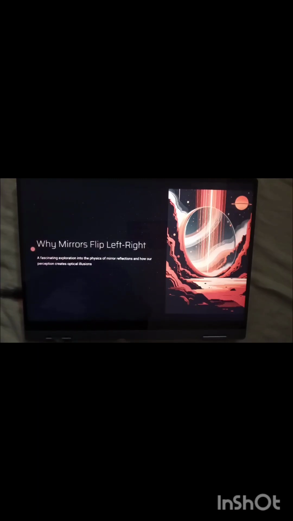I'm here with the video explaining why mirrors flip left and right. A fascinating exploration into the physics of mirror reflections and how our perception creates an optical illusion.